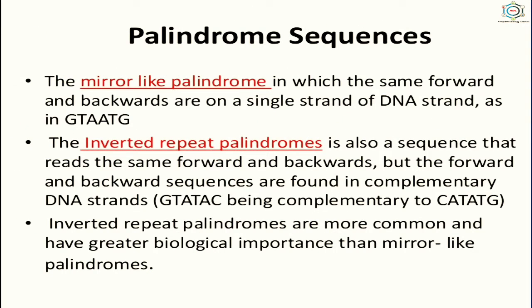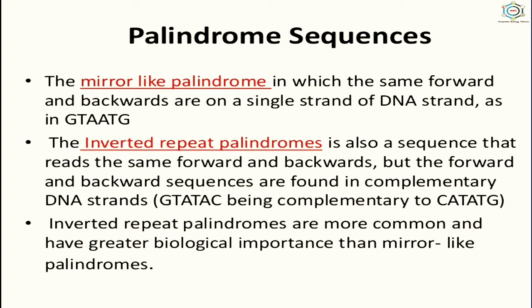Palindromic sequences are of two types: mirror-like palindromes or inverted repeat palindromes. Mirror-like palindromes are those in which the same sequence reads forward and backwards on a single strand of DNA, as in GTAATG. An inverted repeat palindrome is also a sequence that reads the same forward and backwards, but the forward and backward sequences are found on complementary DNA strands, that is, GTATCAC being complementary to CATATG.